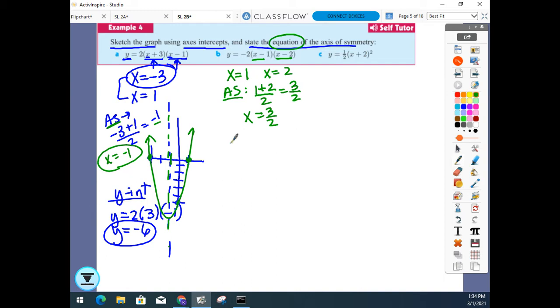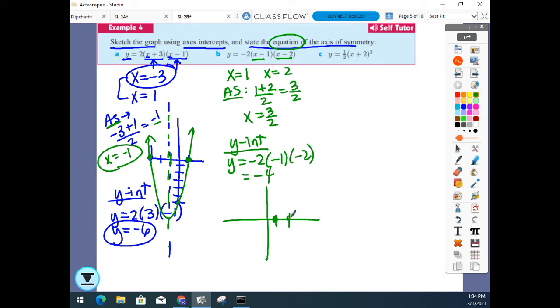And we can find our y-intercept by plugging 0 in for each x. 0 minus 1 is -1. 0 minus 2 is -2. So this will be -4. Now we're just going to do a basic sketch.